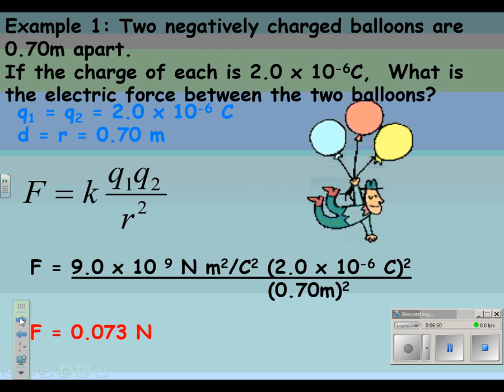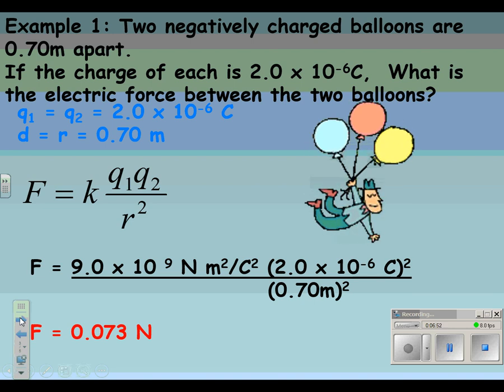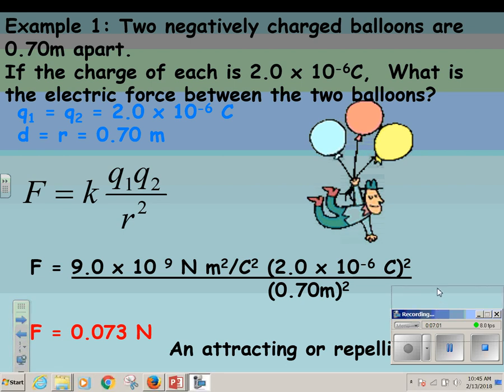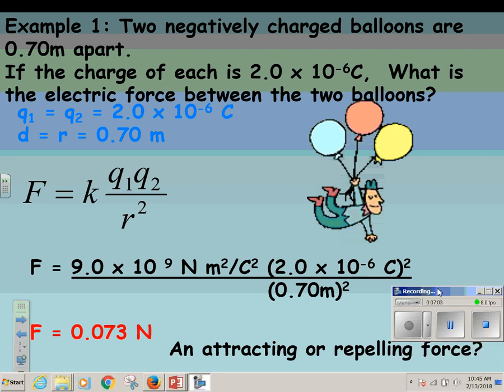Like I said, they should really remind you of our universal gravitational force problems that we did, so as you're working through those. So, the next question would be, is this an attracting force or a repelling force? Well, if you remember, our electrostatic laws say that like charges will repel each other and opposite charges will attract. So both of these were charged 2 times 10 to the negative 6 coulombs. So they're both positively charged.